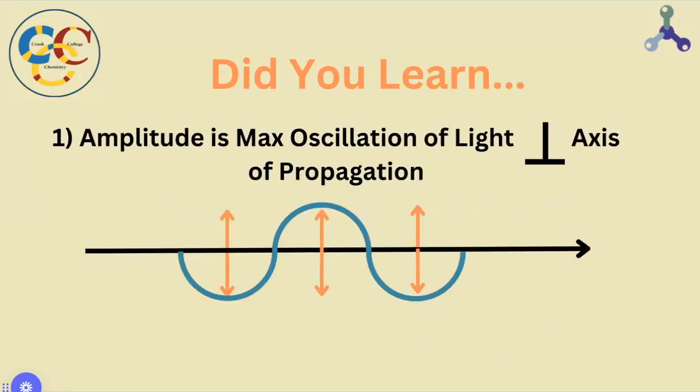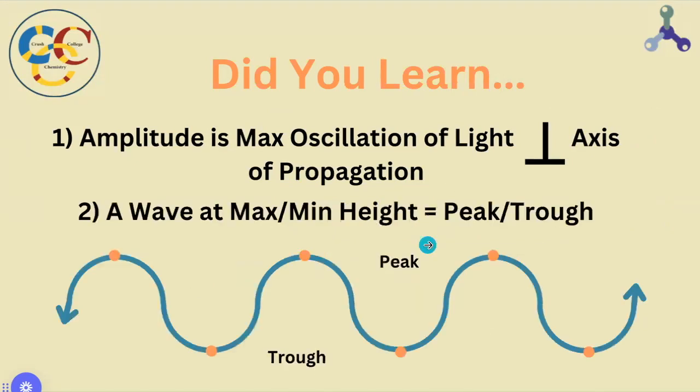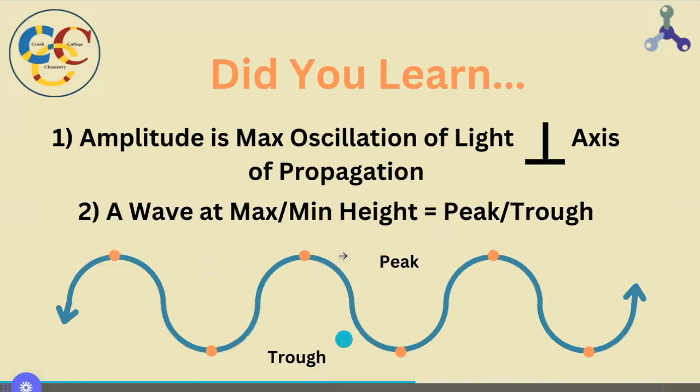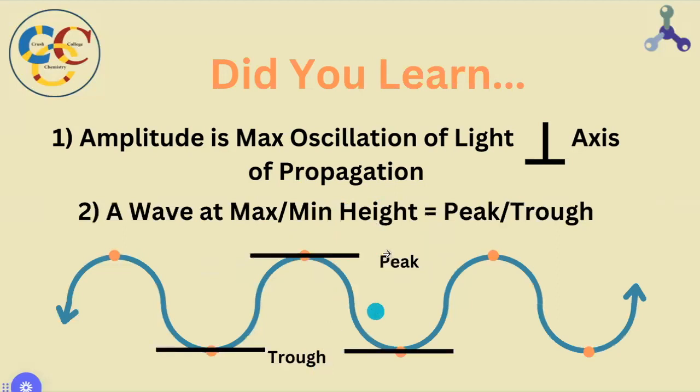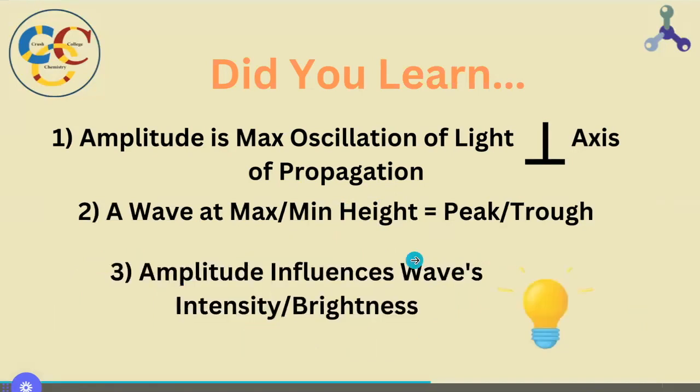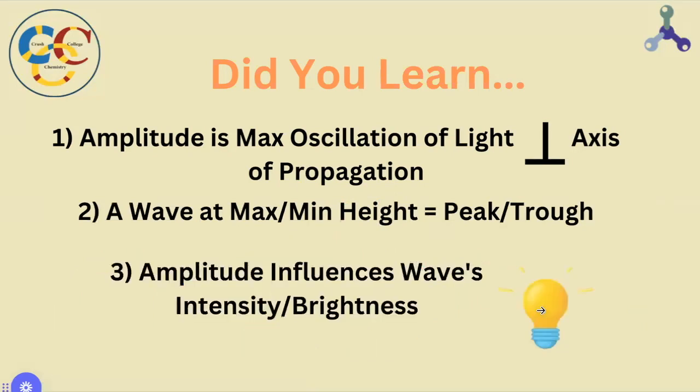So did you learn the following? 1. Amplitude is the maximum vertical displacement of a light wave perpendicular to its axis of propagation. 2. The amplitude or negative amplitude heights are called the peak and trough respectively. At these extremes, the slope of the wave is flat or zero. 3. Amplitude contributes to the intensity or brightness of the wave.